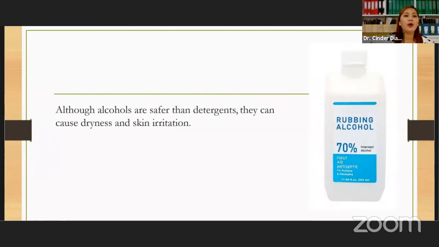Another one is alcohol. Although alcohols are safer than detergents, they can cause dryness and skin irritation. The lipid dissolving effect of alcohol is inversely related to their concentration, and ethanol tends to be less irritating than N-propanol or isopropanol. Numerous reports confirm that alcohol-based formulations are well tolerated and often associated with better acceptability and tolerance than other hand hygiene products.